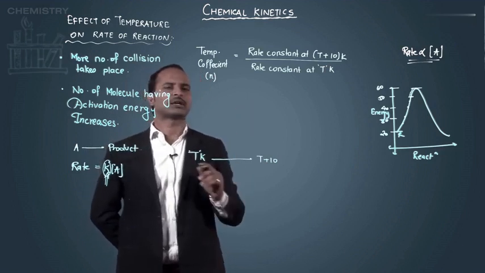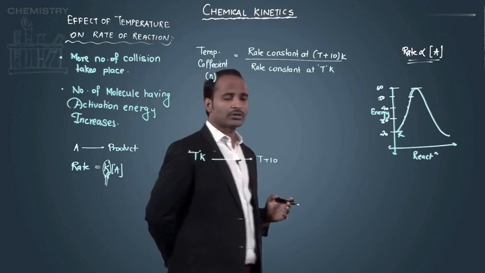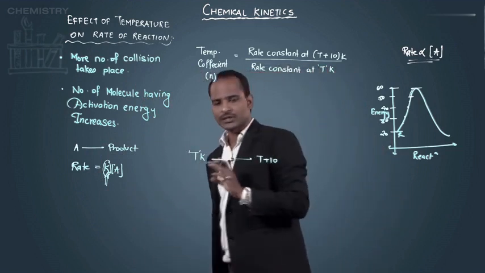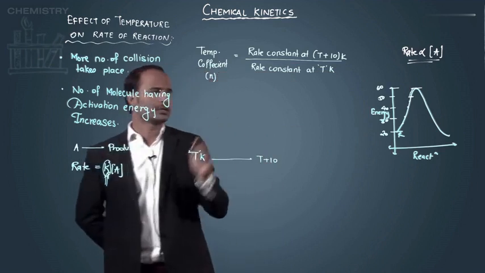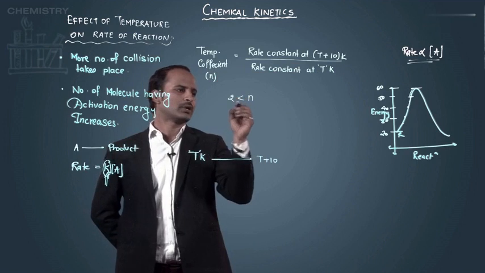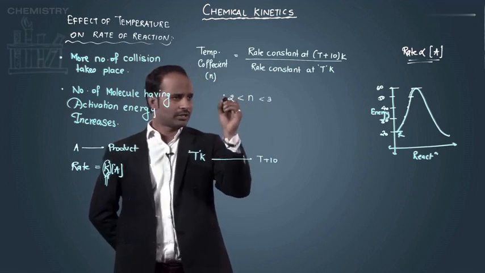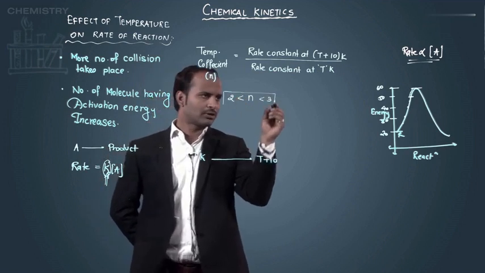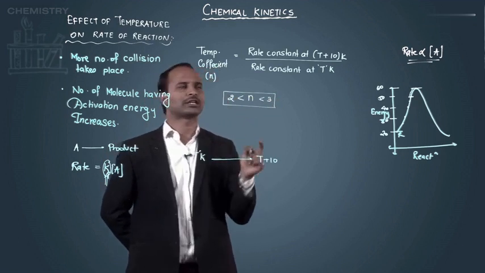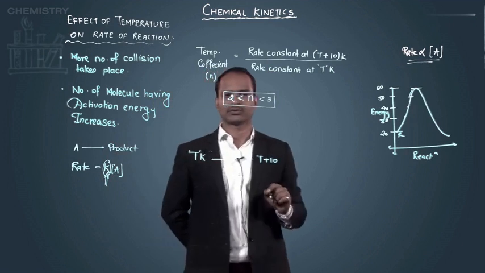It has been observed that if you are increasing the temperature by 10 Kelvin, the rate constant value increases by a factor of 2 to 3 times, so generally it becomes 2 to 3 times. So here the value of N is going to be greater than 2 and less than 3. It means on increasing the temperature, the rate of reaction increases by a factor of 2 to 3 times, because the rate constant increases by 2 to 3 times.